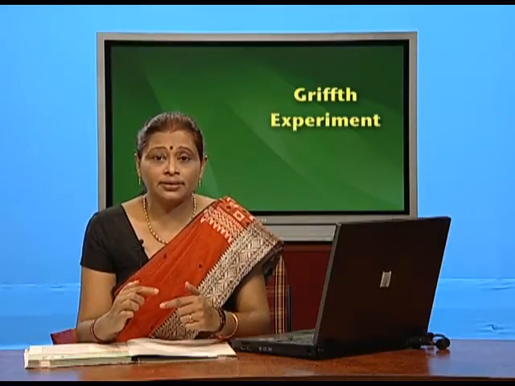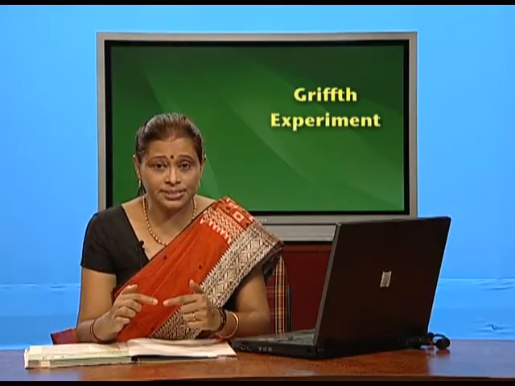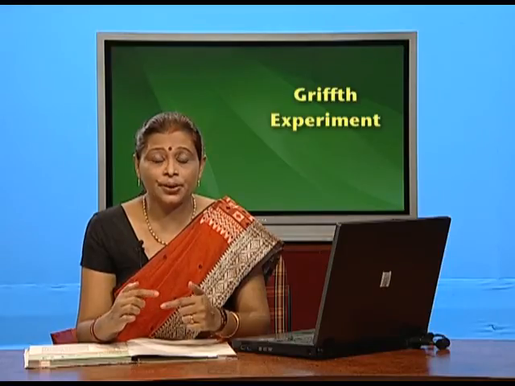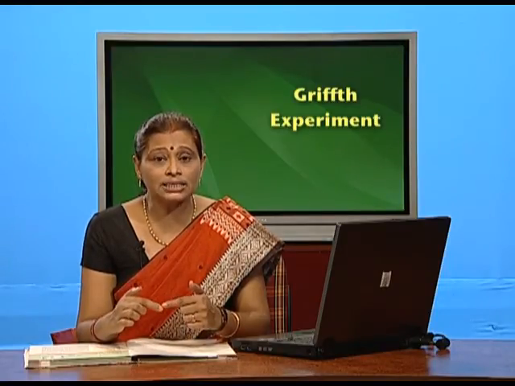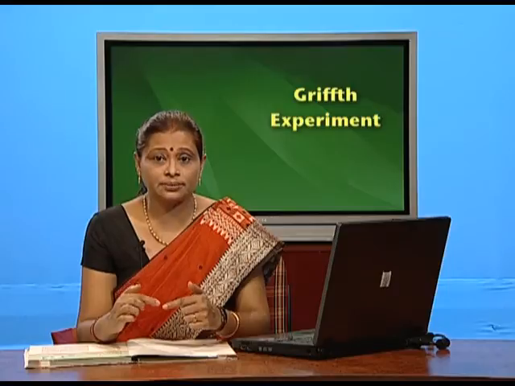The S strain is smooth because it has a polysaccharide capsule on the bacteria. On the other hand, in the case of rough bacteria, they lack this wall and therefore they appear rough. These smooth bacteria are virulent, that means they cause the disease. On the other hand, the R type is non-virulent.